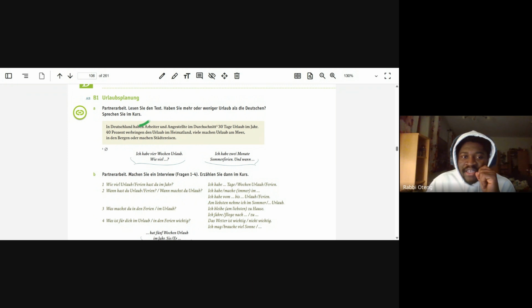So in Germany, workers and employees have on average 30 days of vacation in a year. In Germany, at least you have 30 days of vacation, regardless of whichever job you do, and you get paid for it. You get paid for not working, and you even get a bonus for not working. We have something called Urlaubszuschlag, like a vacation bonus.